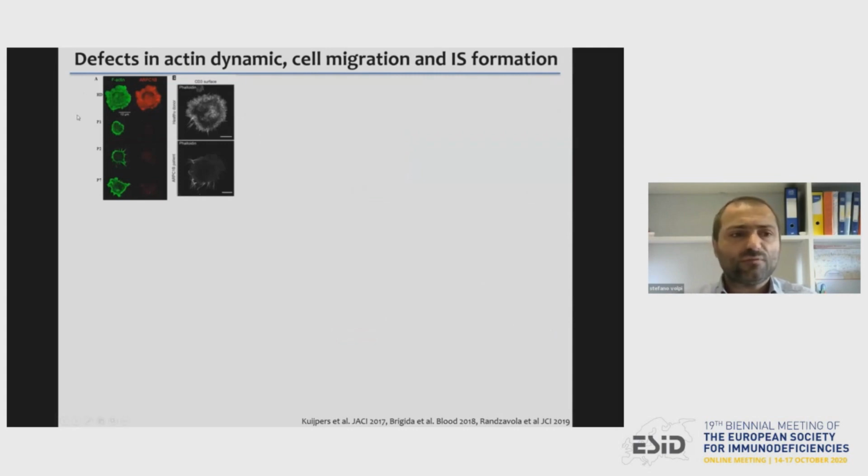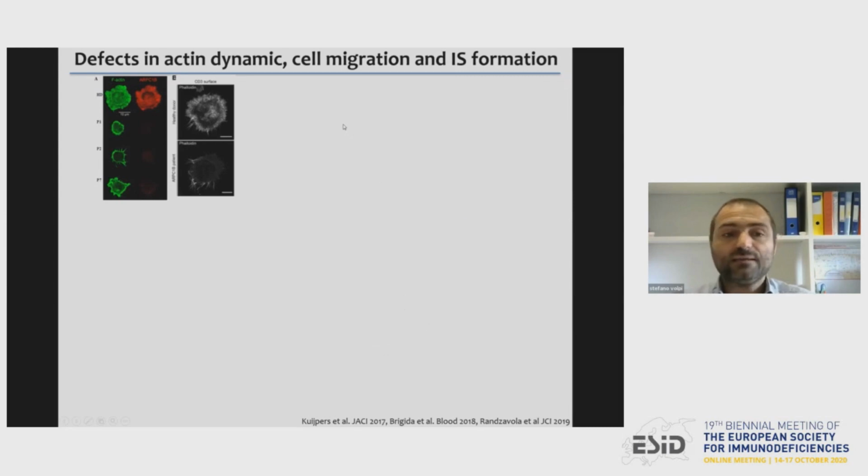This has been proven in different other diseases related to actin, but also in this patient, there's a defect in lamellipodia formation, so some small protrusion. They tend to form bigger, longer protrusions that are called filopodia that you can see here, and this was also confirmed by Ranzavol et al.